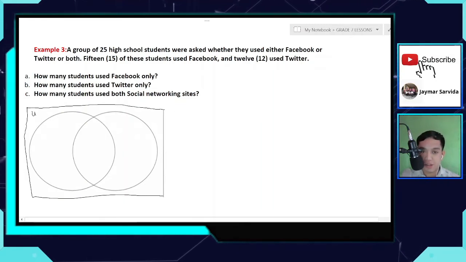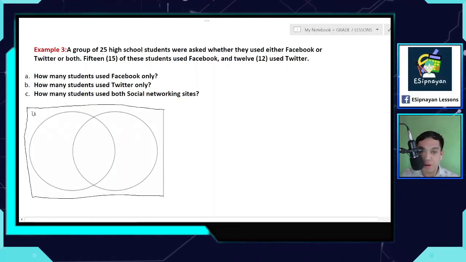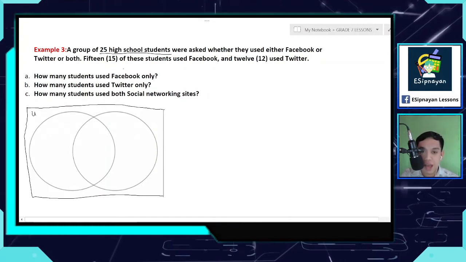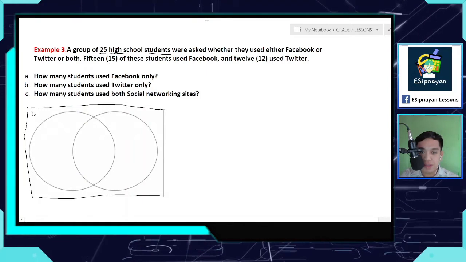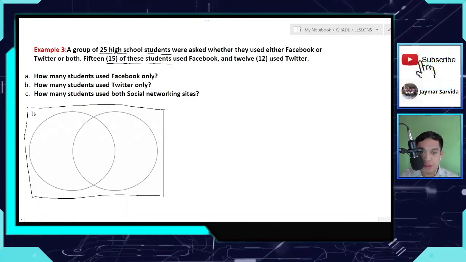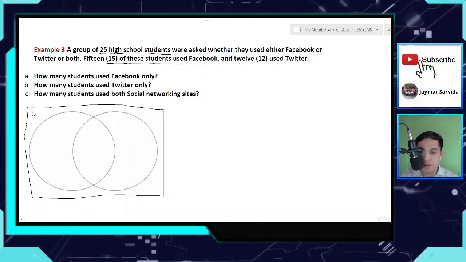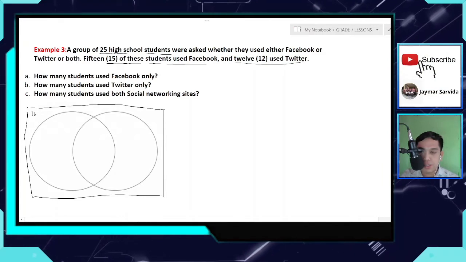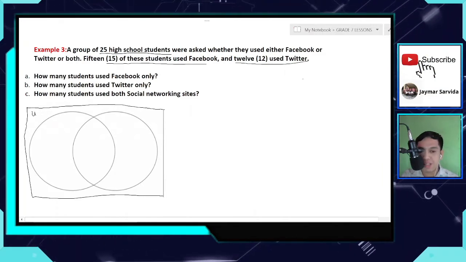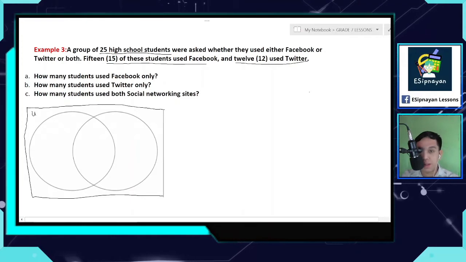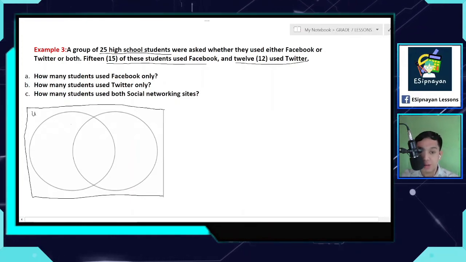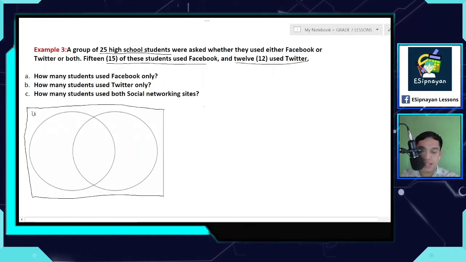So ito na-determine natin. Meron tayong 25 all na high school students na tinanong, at 15 dito of the students used Facebook, and 12 dito used Twitter. So hindi natin alam kung ilan lahat ang students na gusto yung pareho na Facebook at saka Twitter. So na-determine na natin yung ating given. So illustrate natin using Venn diagram.